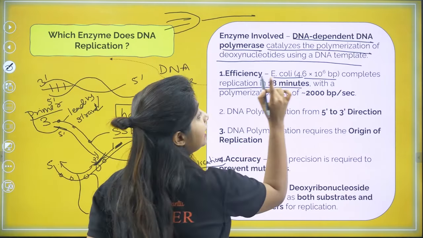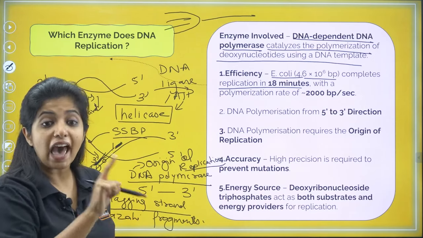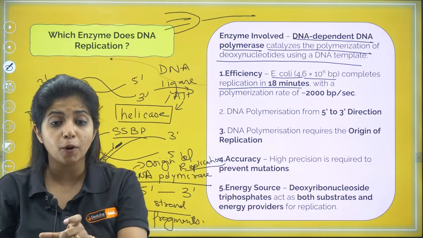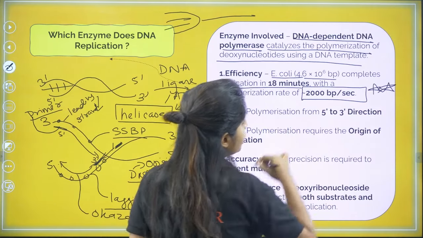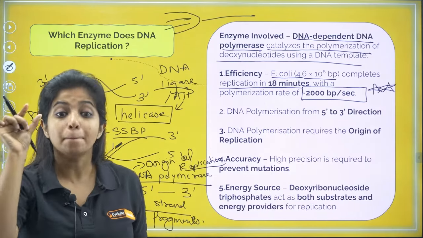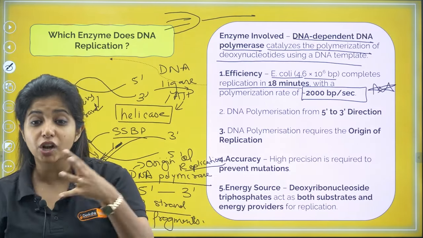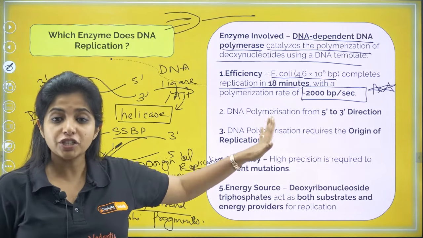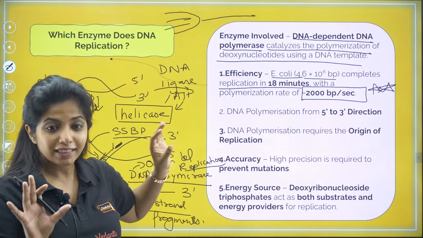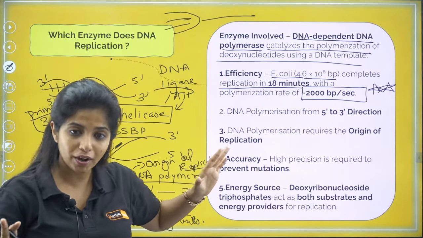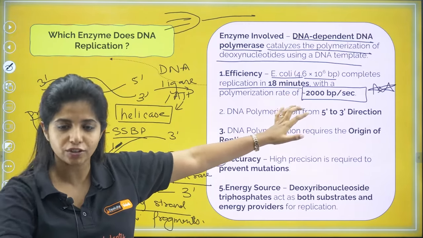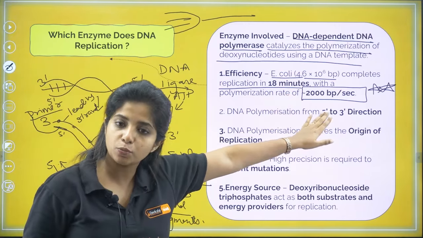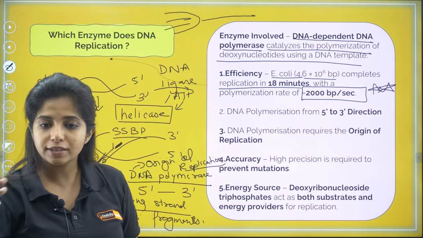E. coli completes replication in 18 minutes. That means the average rate of polymerization is 2000 base pairs per second. Again an MCQ question. Imagine how fast it is. If you are asked, consider this value, because NCERT gives nothing about other eukaryotes. For eukaryotes it is obviously different.